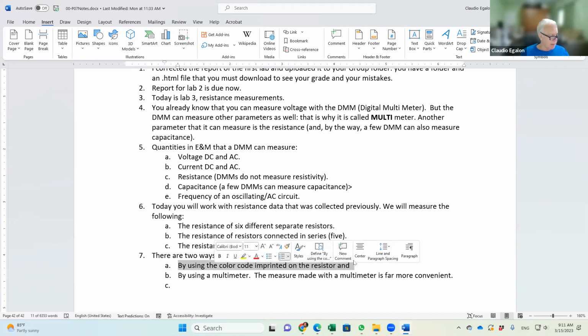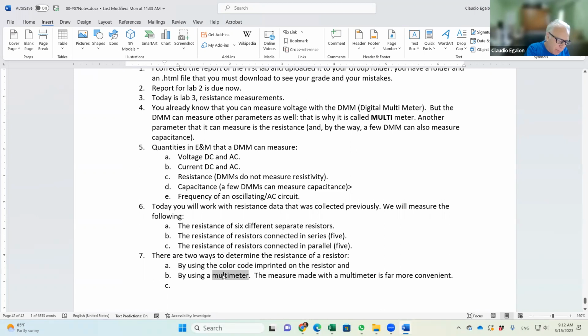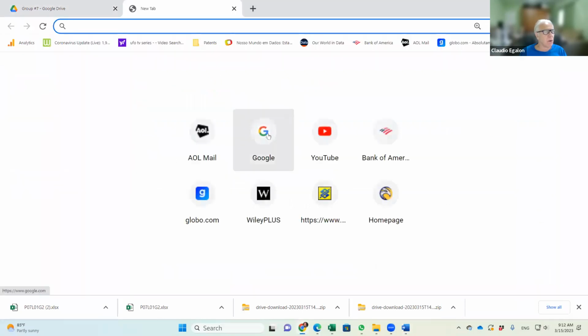A long time ago, when they started manufacturing resistors, we didn't have multimeters, or the multimeters that we had were very expensive. So people came up with this color code that we put on the resistors to determine their resistance. Nowadays, multimeters are mass manufactured, and because of that they're also very inexpensive. You will stop using the color code, but you still have to know it. At least you have to know where to look for the color code.